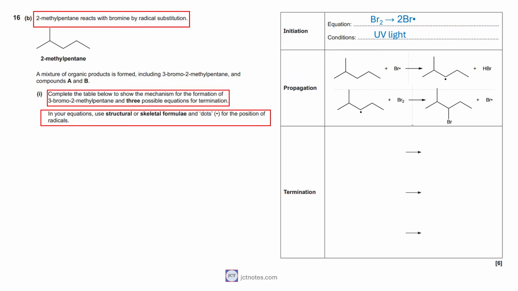In the termination, we need to ensure that there are no radicals in the products. We can have the reaction between 2 bromine radicals to produce molecular bromine. We can also have the reaction of the bromine radical with the 2-methylpentan-3-yl to produce 3-bromo-2-methylpentane. A third reaction is 2 radicals 2-methylpentan-3-yl to produce 3,4-diethyl-2,5-dimethylhexane.